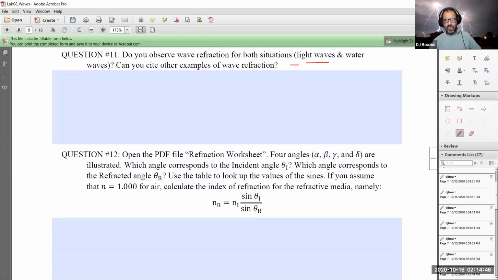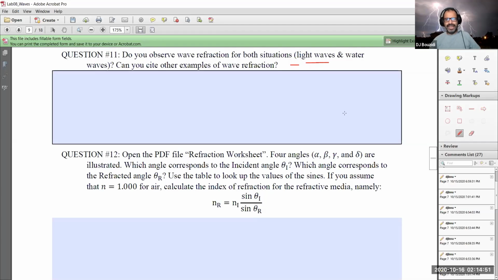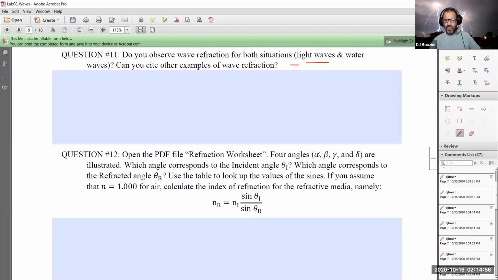Now, which brings me to question 12. Question 12 involves another slide, another PDF file that you need to open. That is the second worksheet that you have, which is the refraction worksheet. It tells you that four angles, alpha, beta, gamma, and delta, are illustrated in there. Which one of the angles is actually theta I, the angle of incidence? Which angle corresponds to the angle of refraction from alpha, beta, and gamma? And use the table, which gives you the sines of these different angles.